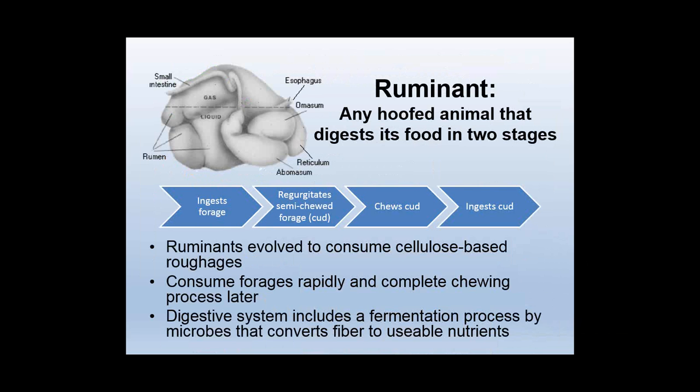The other part about ruminants is that it also includes a digestive system that's really a fermentation process. So once this ingestion and chewing process is done, that's when the microbes take over. And those microbes are going to be helping convert that fiber to usable nutrients.